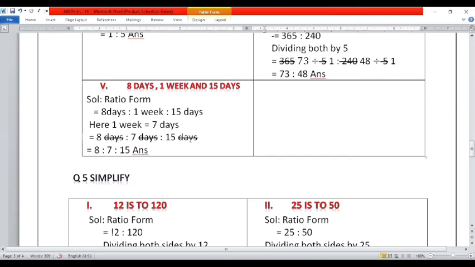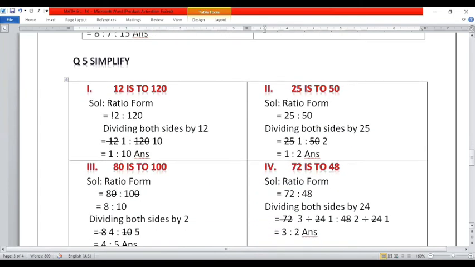Now we have the rule that same values like days cancel each other. You know that ratio means divide. So days cancel with days, and in the 3 figures we will remove the days. 8 ratio 7 ratio 15. These are 3 different values. No number is there that can divide them at all. Yes, dear students, so this is the question number 5.